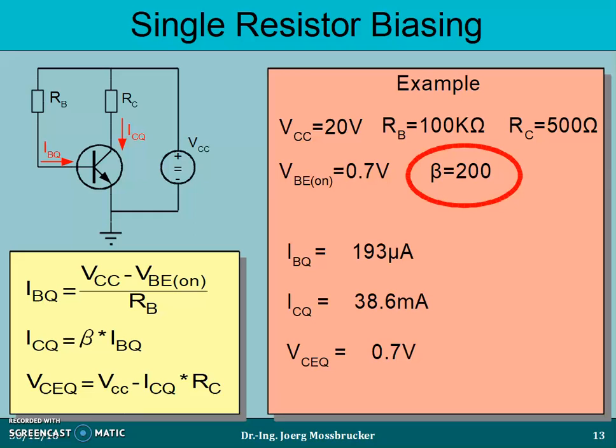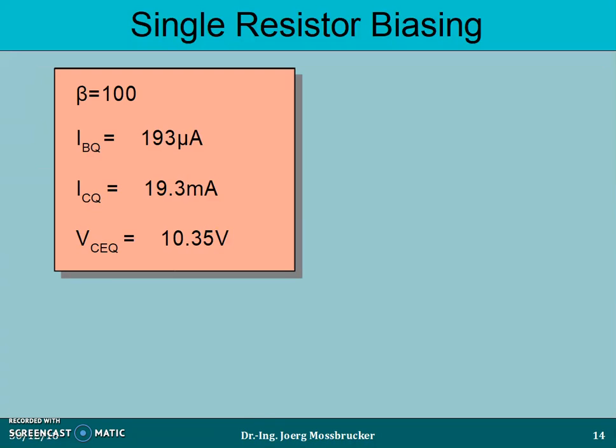If we do the exact same example, but this time let's change beta to 200, we get a very different Q point where the collector current is 38.6 milliamps, while the collector emitter voltage is 0.7 volts, which is of course very close to saturation.